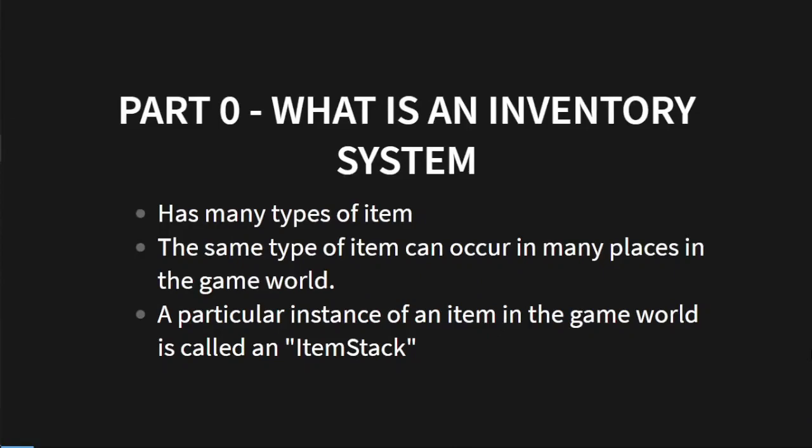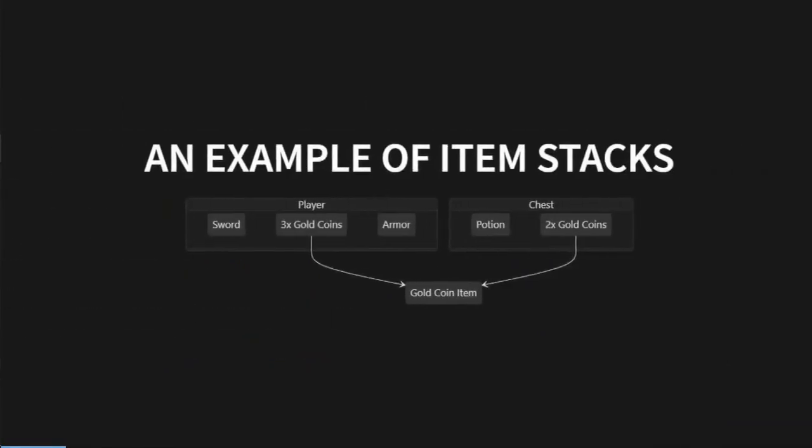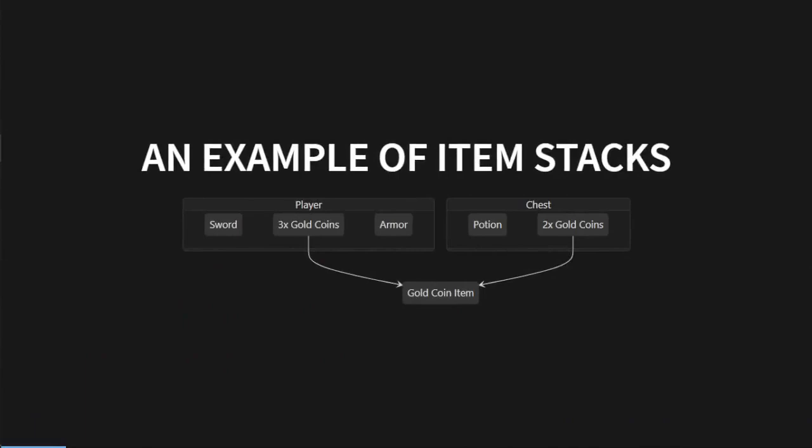There can be many instances of an item in the game world. For example, both the player's personal container and a container representing a chest in the game world can contain some number of gold coin items. The gold coins in both inventories share some properties, such as their weight and name. The gold coins in the player's inventory and the gold coins in the chest are said to be two stacks of the gold coin item type.